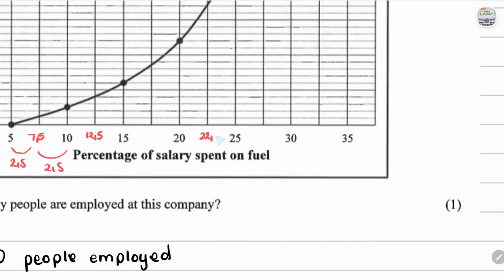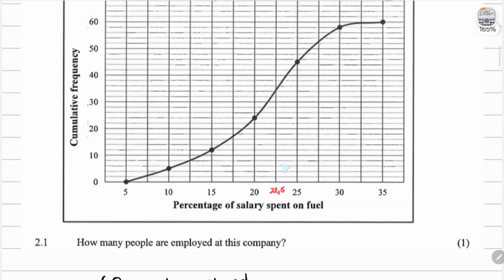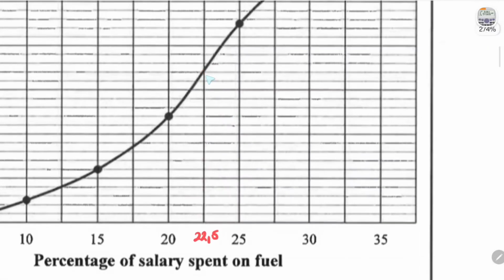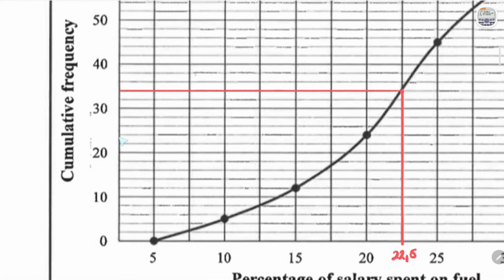This is 22.5. And we're looking for the employees who spent more than 22.5. So here's how we find them. We go to 22.5% and we run up to the ogive. And once we hit the ogive, and you just have to try to make it as accurate as possible. Once you hit the ogive, it looks about here, we're going to run to the left and then see what number this is. These ones are counting in 2, so that's 30.